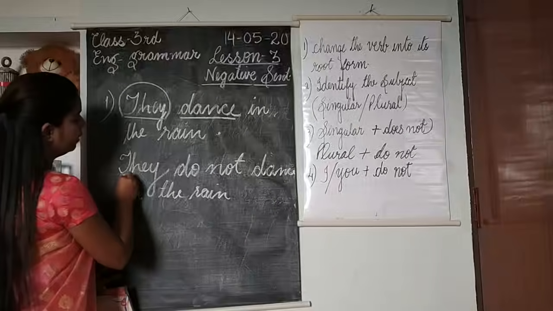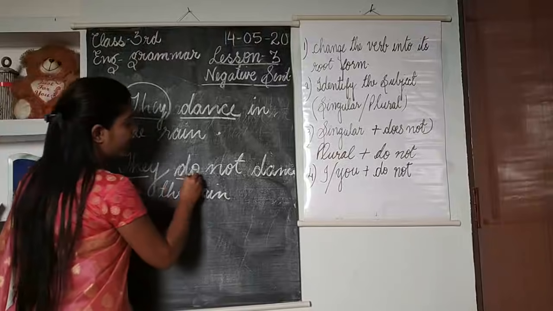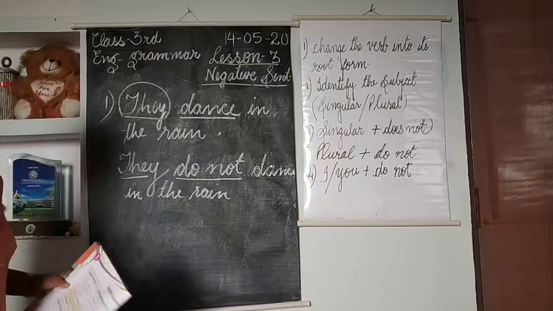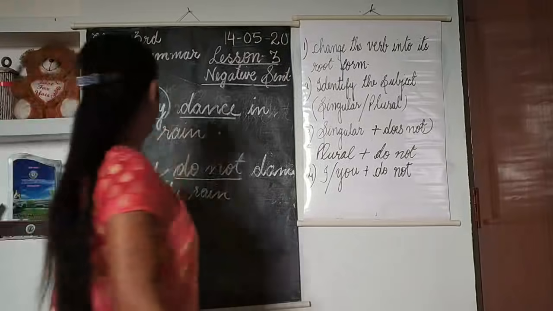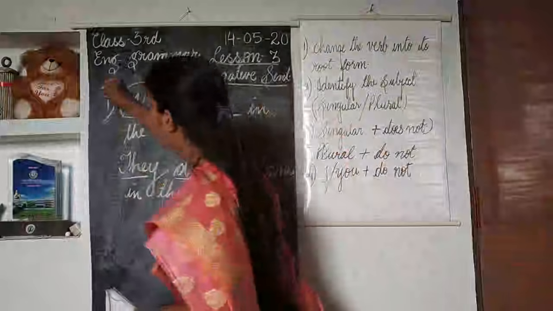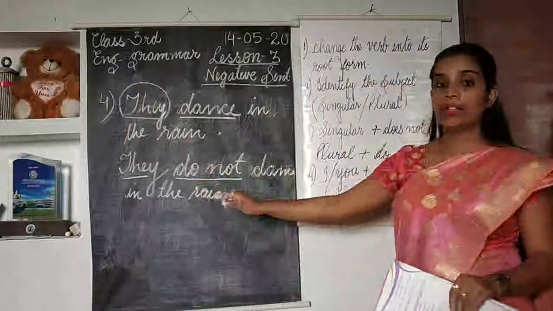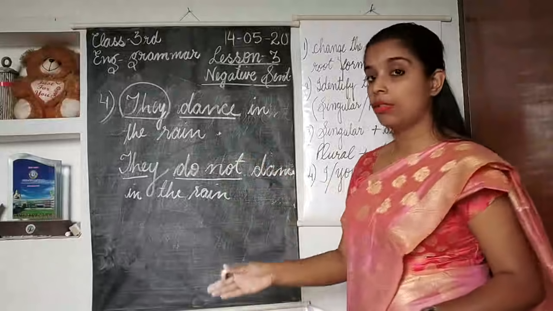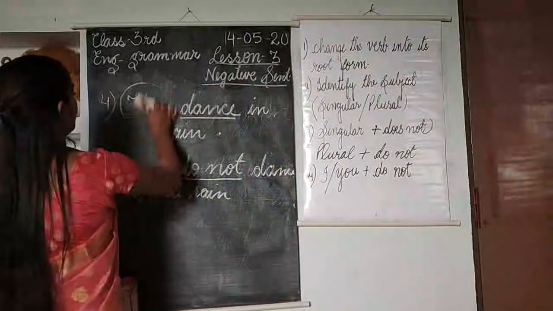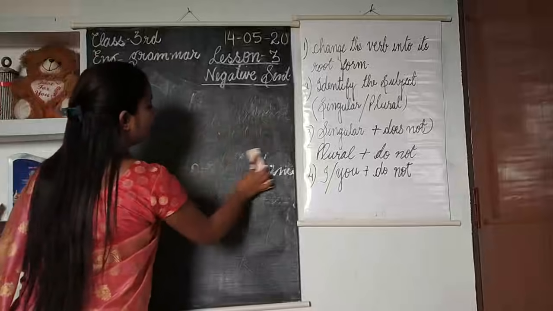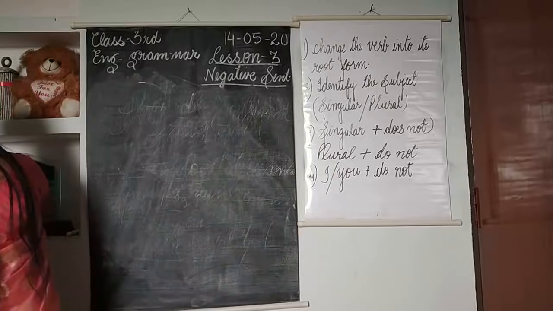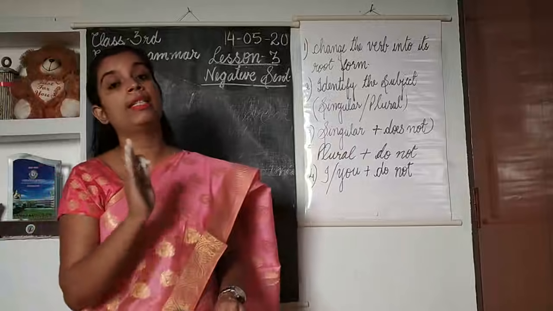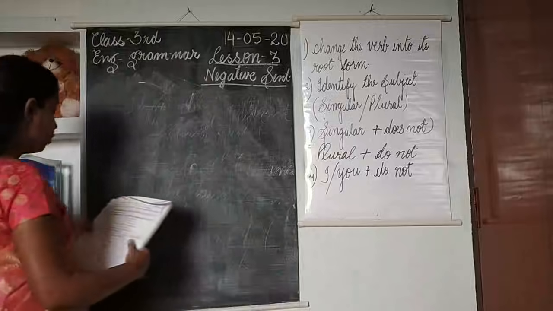See here, they is plural, so we have added do not. Since dance is already in its base form, it will be used as it is. I hope these four examples which I have just given you are clear to you all. We will see a few more examples. This is how you have to change sentences into negative if they are without a helping verb and in simple present tense. Let's see one or two more examples.